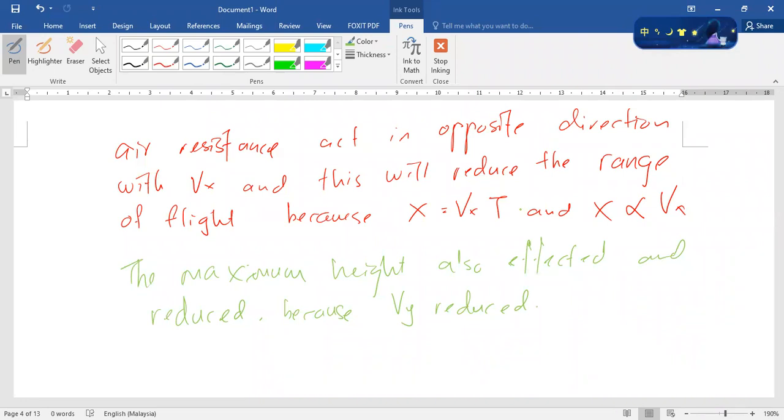Is calculation a must or can we directly write the answer? Actually, if they didn't ask you to calculate, you just write 45 degree. If they ask you to prove it, then you must prove it.